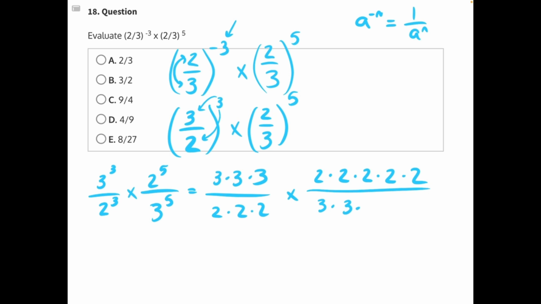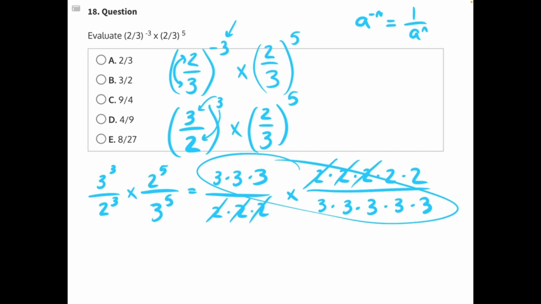And the reason you want to do this is because it's much easier to then cancel out or factor out a greatest common factor. Here we can factor out 3 2's. That's our greatest common factor. 1, 2, 3. 1, 2, 3. And then here we can factor out 3 3's. That's our greatest common factor. 1, 2, 3. 1, 2, 3.